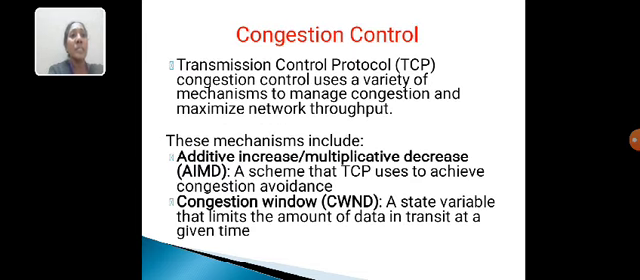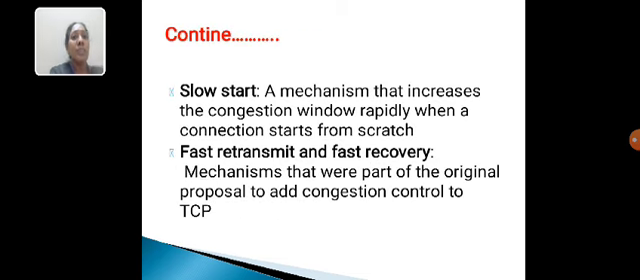Congestion control. Transmission Control Protocol, TCP, congestion control uses a variety of mechanisms to manage congestion and maximize network throughput. These mechanisms include additive increase, multiplicative decrease, a scheme that TCP uses to achieve congestion avoidance. Congestion window, a state variable that limits the amount of data in transit at a given time.